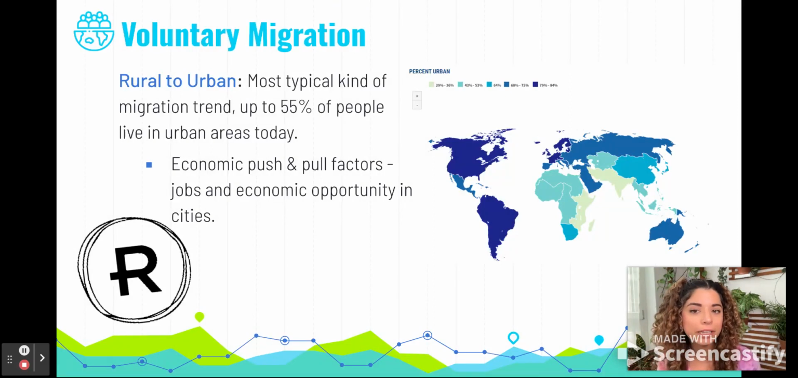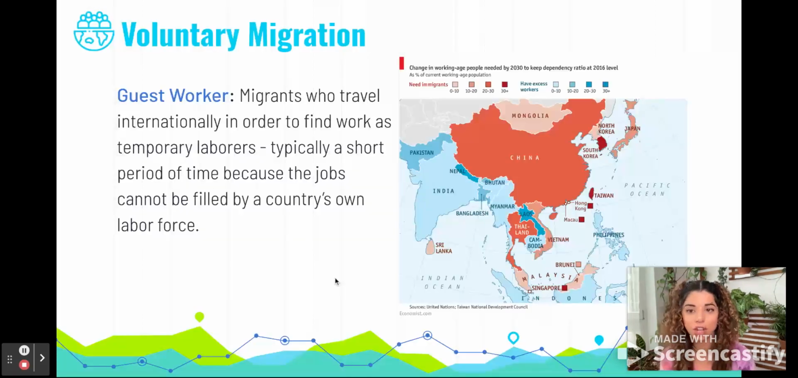Then rural to urban migration. This is the most typical type of migration that we see. About 55% of people live in urban areas globally today. In Europe and North America, it's the vast majority. We see economic push and pull factors. So basically jobs and economic opportunities are far more available in cities than they are in rural areas. So that's a huge draw for people. And again, this rural to urban migration is one of Ernst Ravenstein's laws.